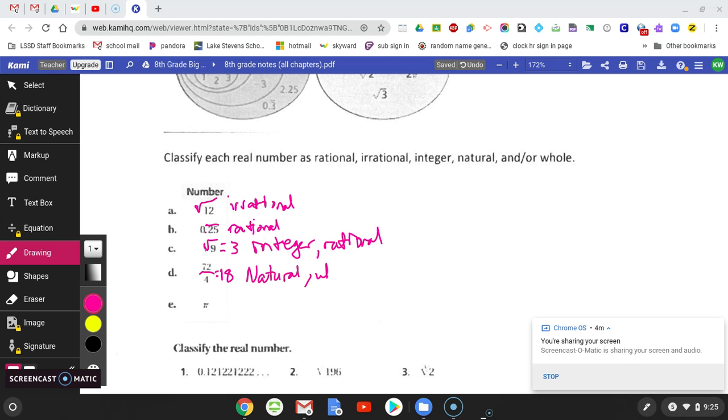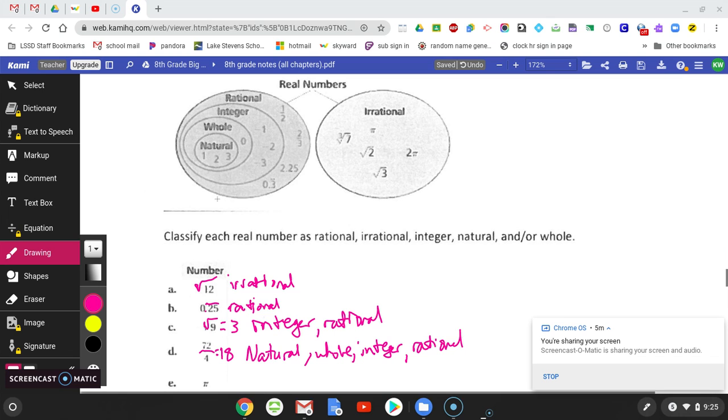It is a whole number. It is an integer. And it is a rational number. So if it fits into this one, that means it fits into every single one of them.